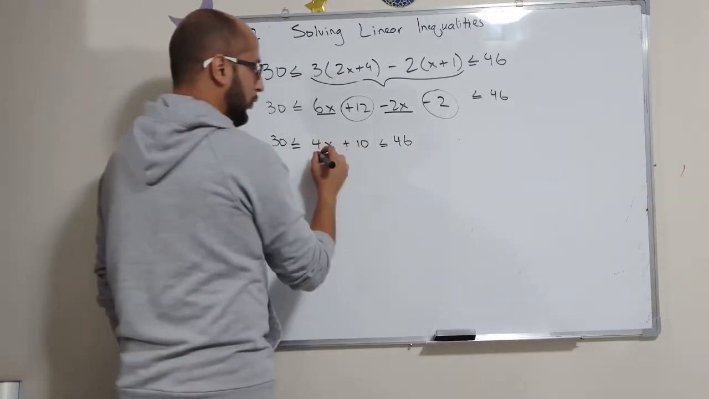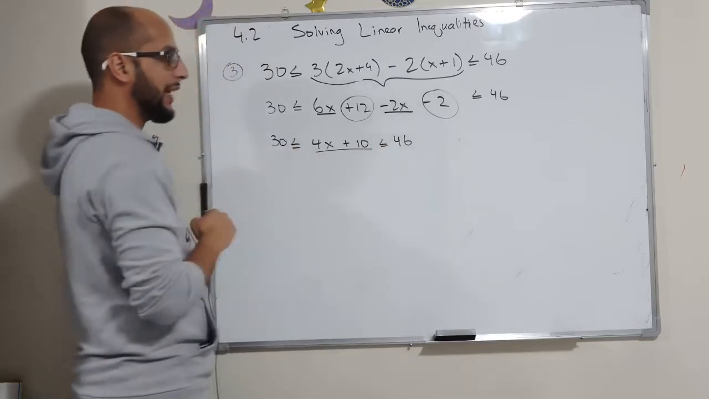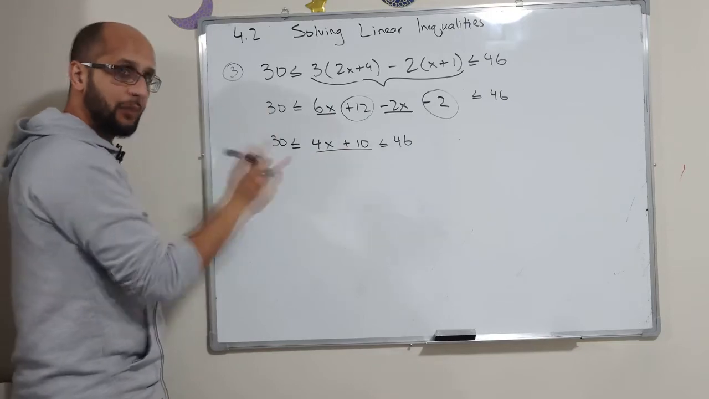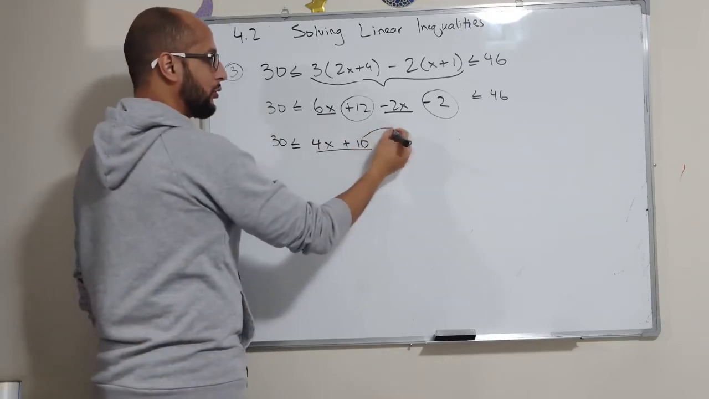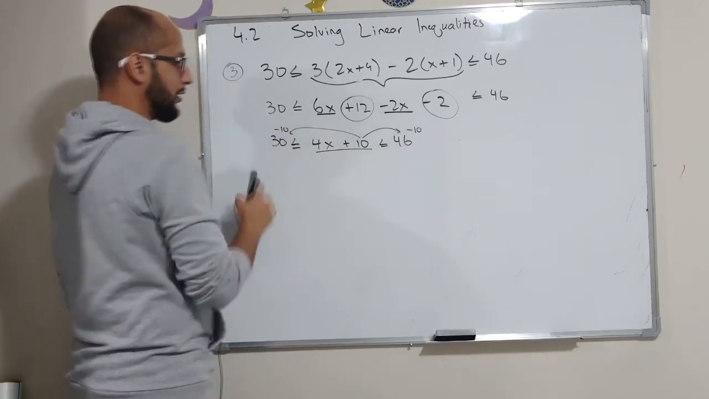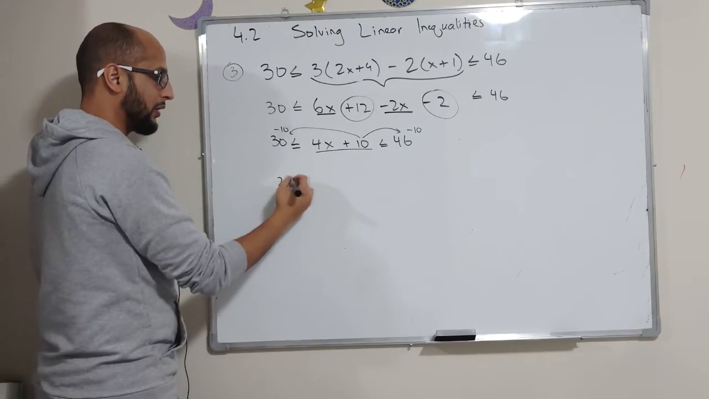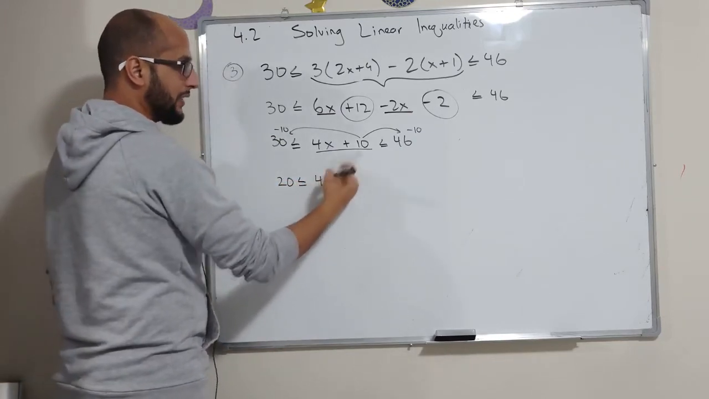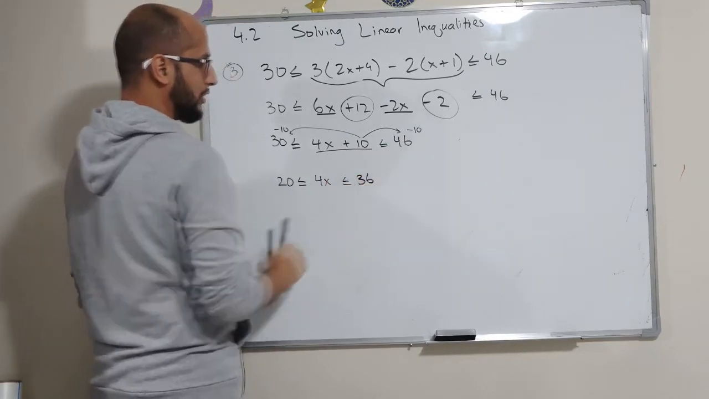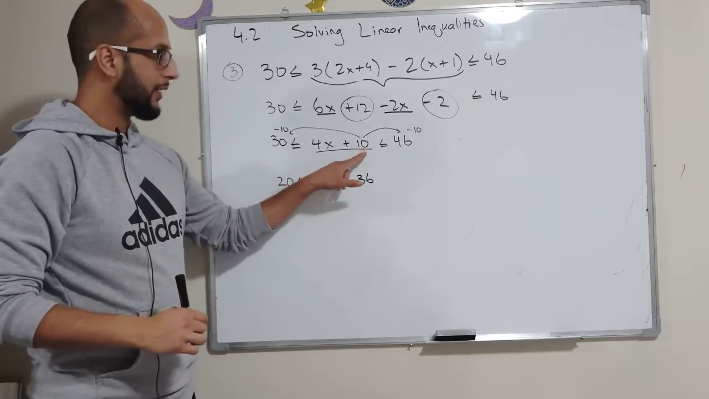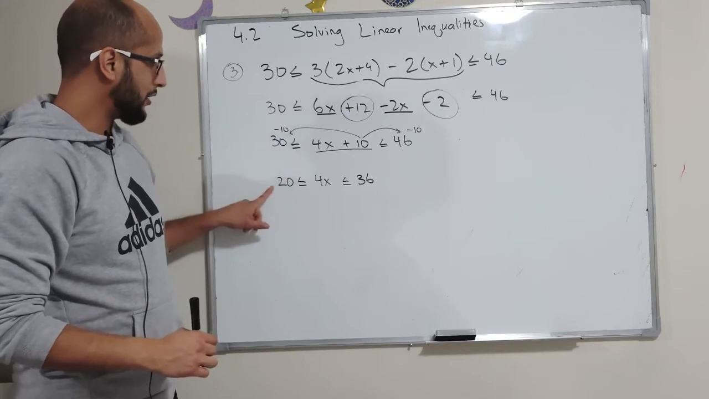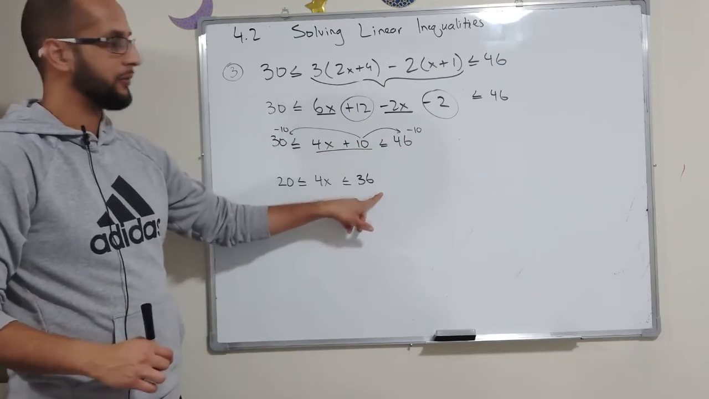Now, there's a 4x plus 10. We need x by itself, so I'm going to remove the plus 10 and then remove the 4. Because it's a double inequality, whatever I do, I have to do it to both sides. So if I subtract 10 here, I'm going to subtract 10 here. 30 minus 10 is 20, less than or equal to 4x, because the 10 is gone. Then 46 minus 10 is 36.